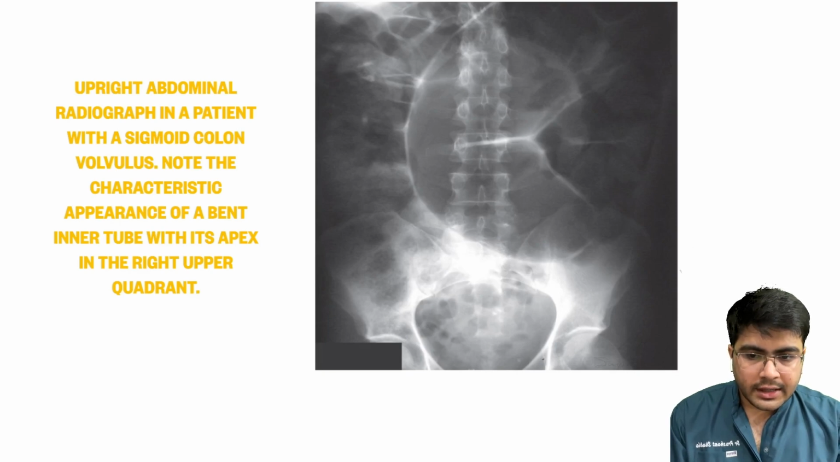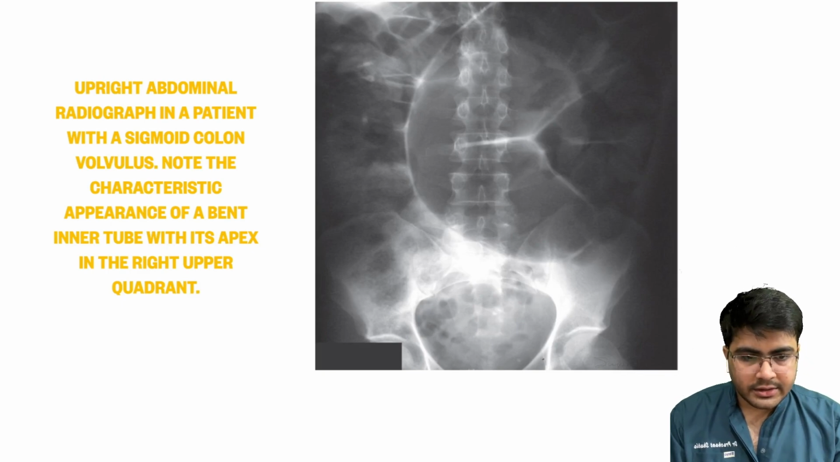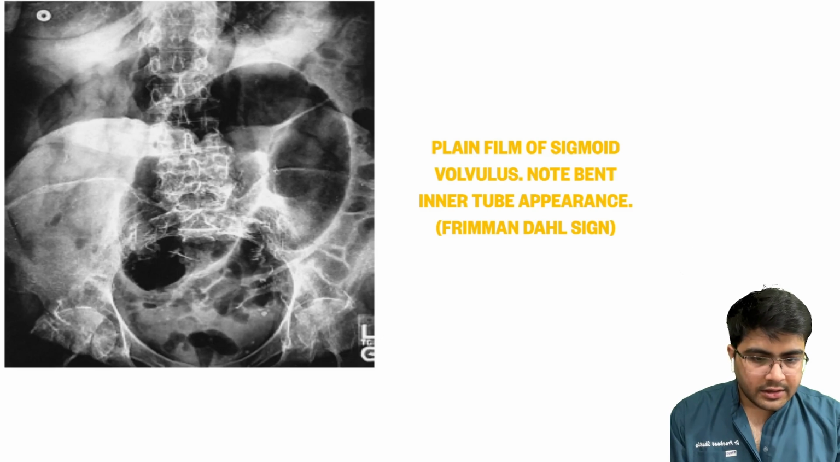Again, this is the upright abdominal radiograph in a patient with a sigmoid colon volvulus. Here you can note the characteristic appearance of a bent inner tube with its apex in the right upper quadrant. Okay, so this is how the sigmoid colon volvulus looks like, and this is known as coffee bean appearance. Here you can see again a patient of sigmoid volvulus. There is a bent inner tube appearance, and this is known as Frimann-Dahl sign. So coffee bean sign and the Frimann-Dahl sign are the two signs associated with the sigmoid volvulus.